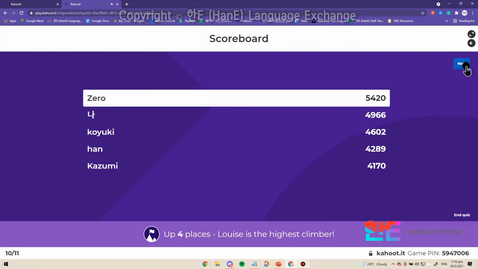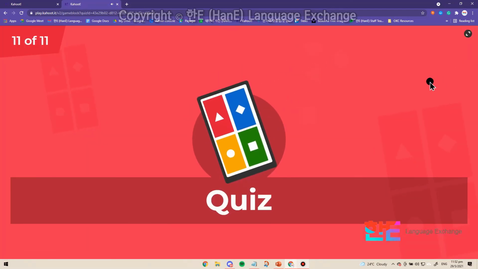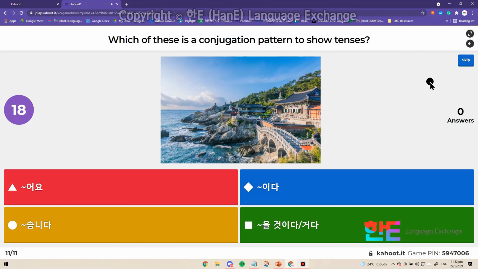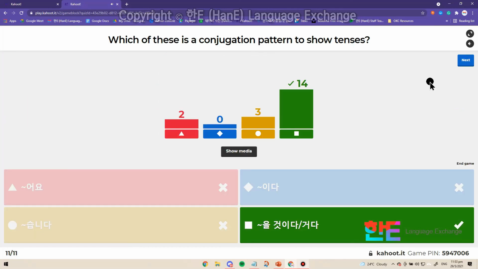Most of you got it correct. So it's asking for the pattern that shows tenses. Yep, it's the future tense one.